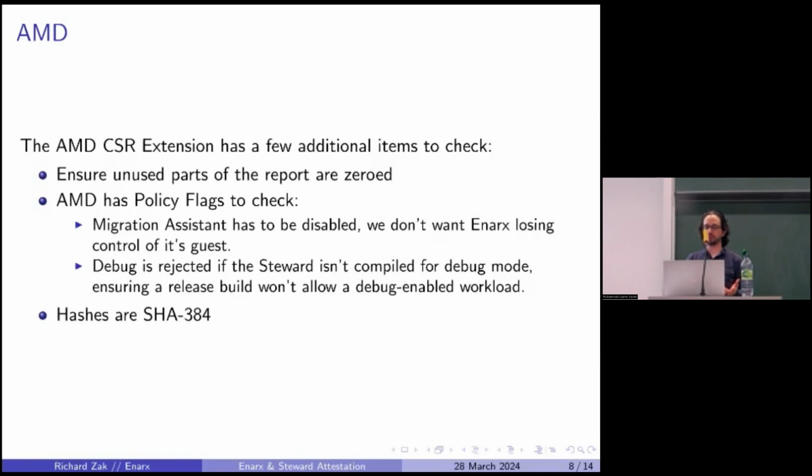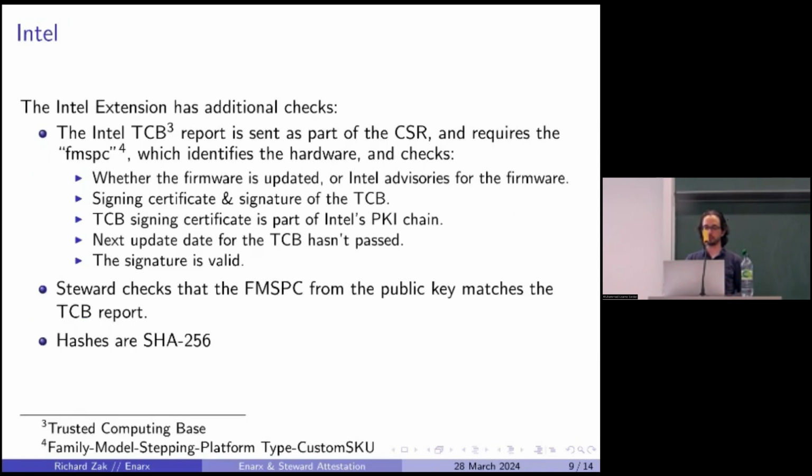Of course, any unused parts of the report we check to make sure are zeroed. Intel is a little bit different. The Intel TCB report has all kinds of further information about different components of the CPU. And most importantly, to check to see, is the CPU's firmware up to date? Or if not, are there any advisories?